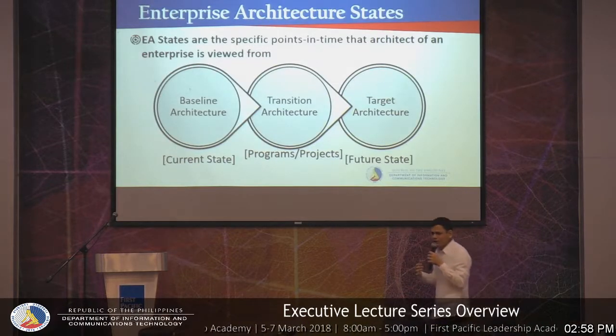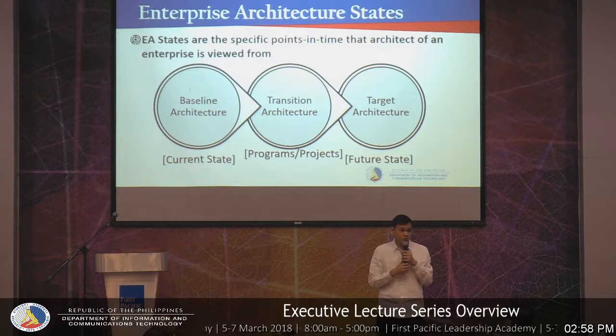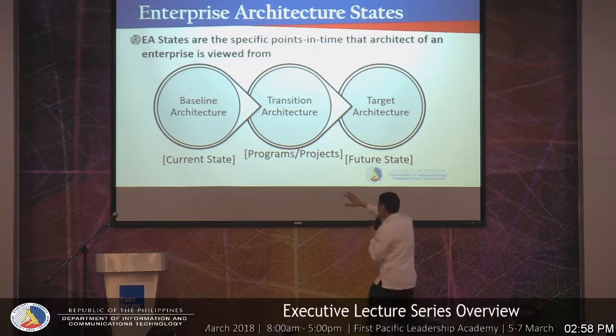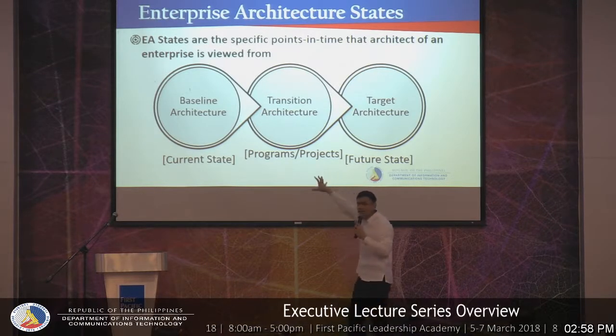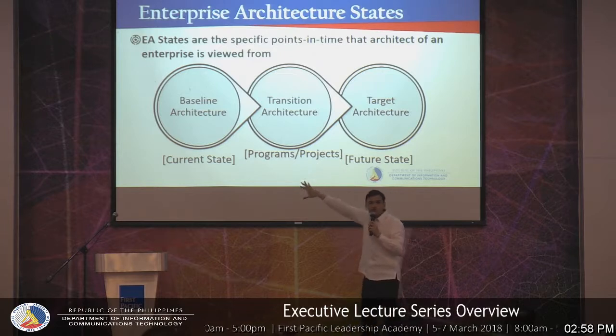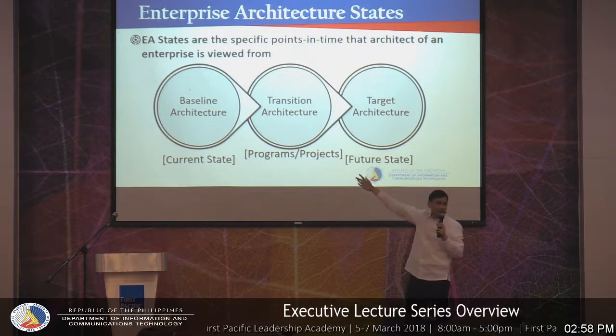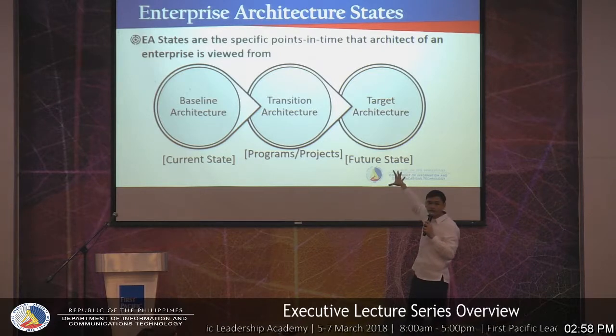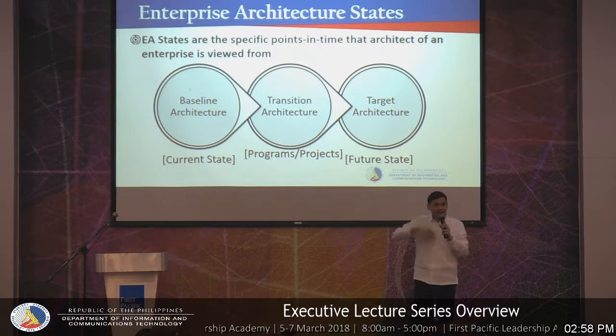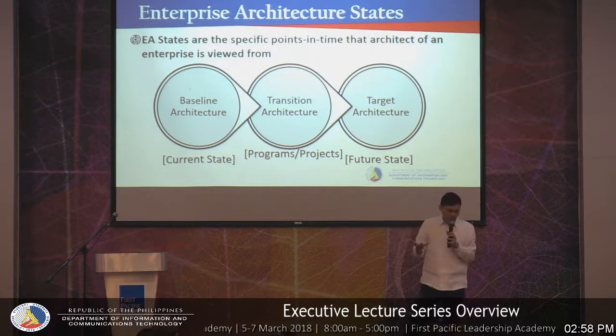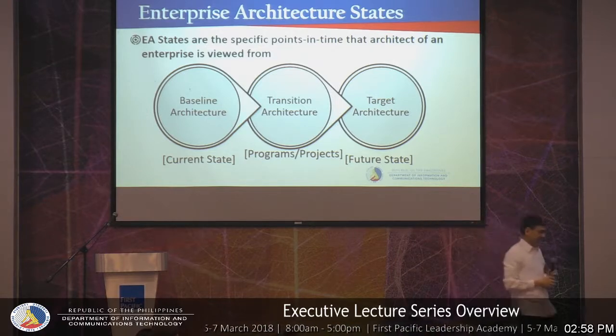Pero syempre, you never reach your target state in one go. So you may have a transition state 2, transition state 3, and then maybe 5 years. In Korea, 10 years later, they've gotten their target architecture, and then now they're rethinking again, how might we even improve this for the people?